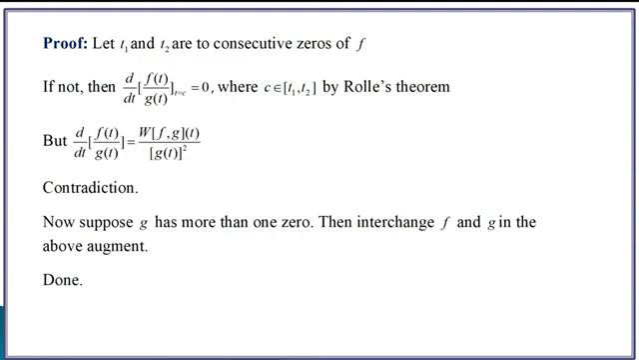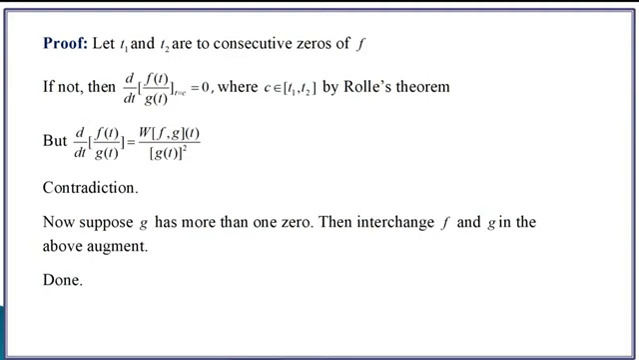Now if we want to prove there is exactly one, just suppose g has more than one zero and then use the same argument by interchanging f and g. That means assume that g(t) by f(t) is the given function, and then try to apply Rolle's theorem on it, and then you will get some contradiction. So this is the proof of Sturm's separation theorem.